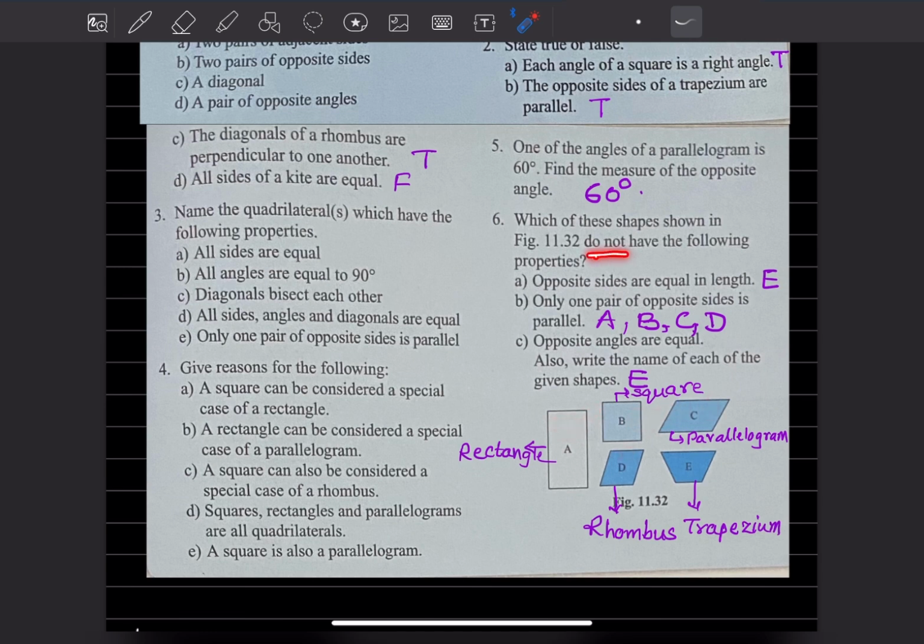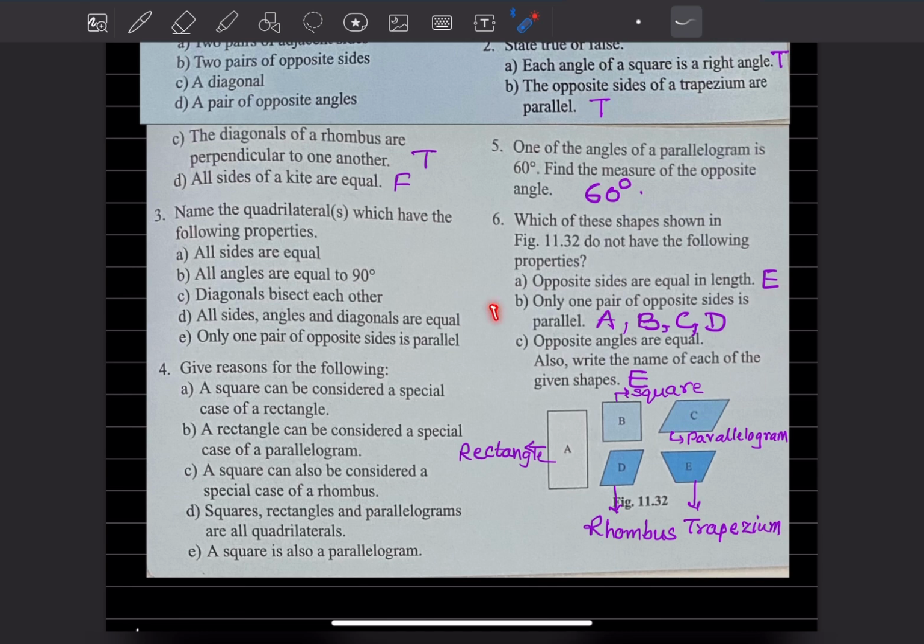Which of the shapes shown in the figure, these are the figures given, do not have the following properties? Opposite sides are equal in length. Where is it not equal in length? Here both are equal, here they are equal, here they are equal, here also they are equal. But in the trapezium, the opposite sides are not equal. So in the figure, that is E.